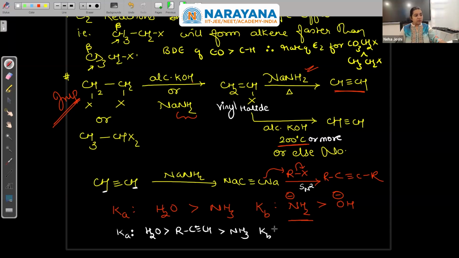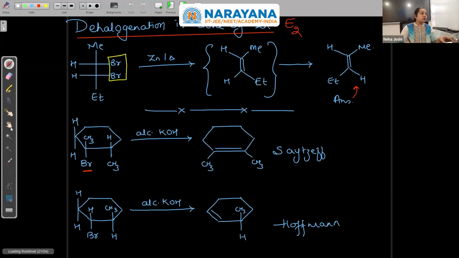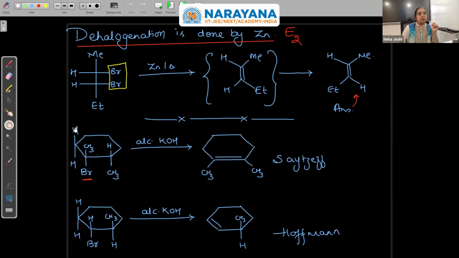So when we talk of basicity, the order becomes HO minus is weakest, then the RC triple bond C minus, and then the NH2 minus. So NH2 minus being the strongest base, therefore this reaction takes place. Whereas with NaOH, this reaction will not take place. With NaOH, KOH, this reaction is not taking place, only with NaNH2. So be very, very well informed regarding this.